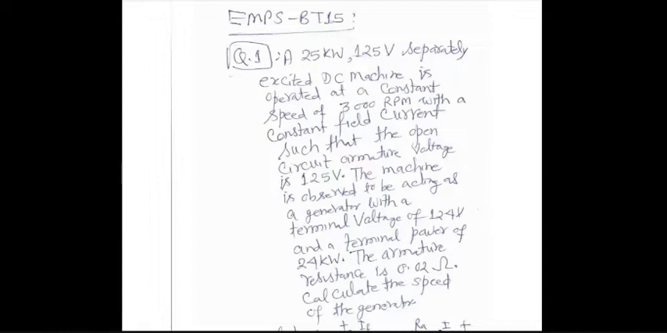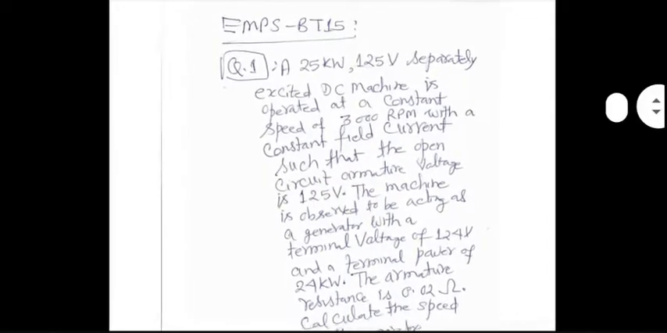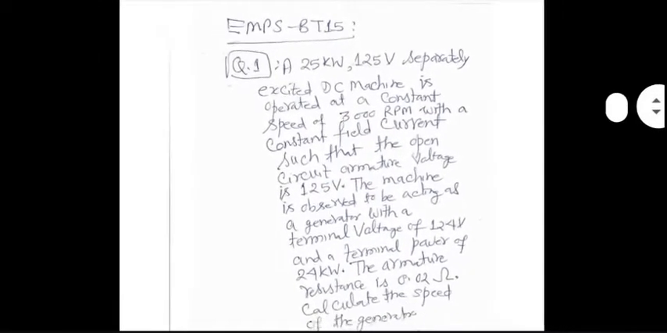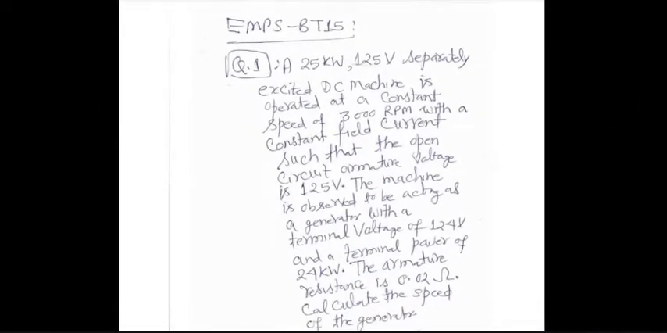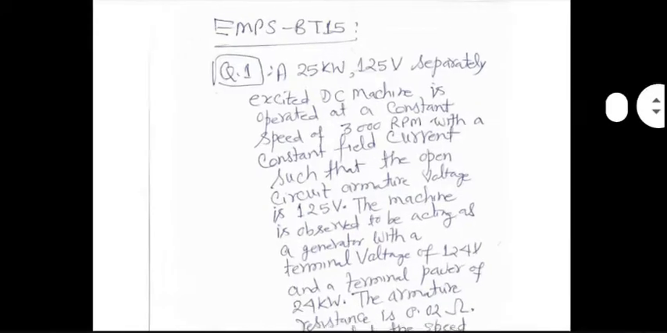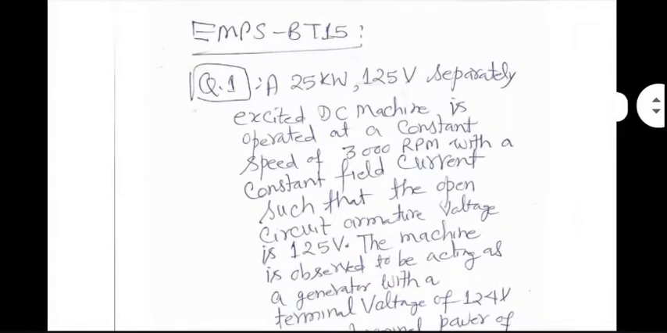So this particular problem is in front of you. Hope you can read it. It's a very faint scan. It's a DC generator, which is separately excited. That means the field windings are being fed independently using a DC source, and armature is totally independent. The output rated power of this generator is 25 kilowatt, and output rated voltage is 125 volt. The speed at which the machine is operating is 3000 RPM.